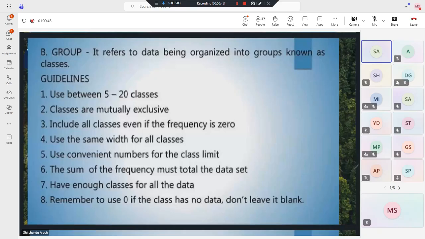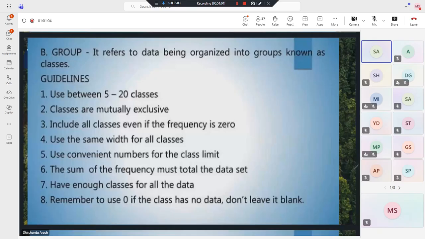I'm just giving the guidelines here. And finally, remember to use zero if the class has no data. Do not keep it as a blank, right? So these are the basic guidelines for making grouped data classes.